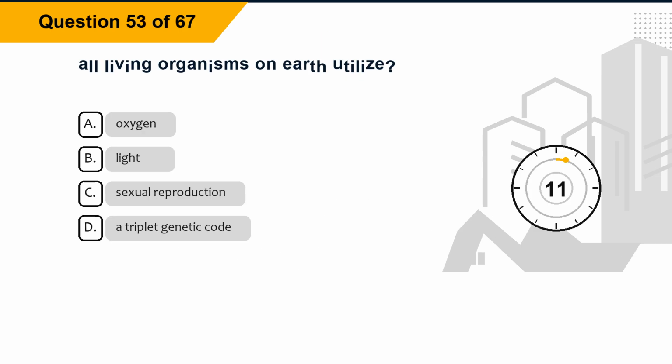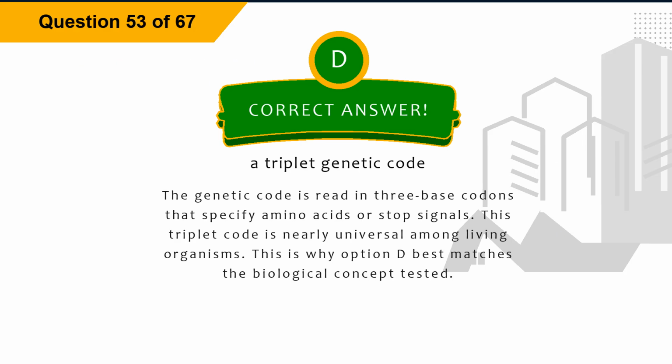Question 53. All living organisms on Earth utilize? Option A, oxygen. Option B, light. Option C, sexual reproduction. Option D, a triplet genetic code. The correct answer is option D, a triplet genetic code. Explanation. The genetic code is read in 3 base codons that specify amino acids or stop signals. This triplet code is nearly universal among living organisms. This is why option D best matches the biological concept tested.